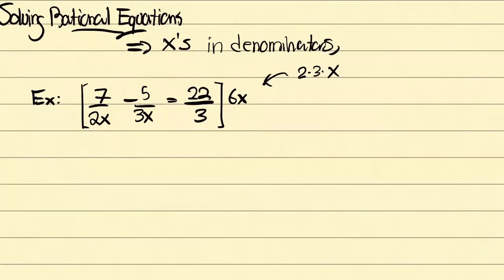6x times 7 is going to be 42x over 2x minus 30x over 3x is equal to, and I'm going to leave it in this format.